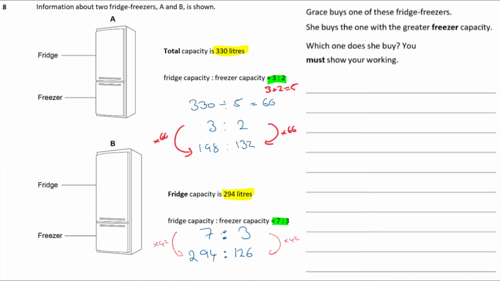Okay, so which one do we want? We want the one with the greater freezer capacity. Which one has got the biggest freezer capacity? Well, this one has got a freezer capacity of 132. This one has a freezer capacity of 126. So no competition. Fridge A wins. So which one do we want? Fridge A has the biggest freezer capacity.